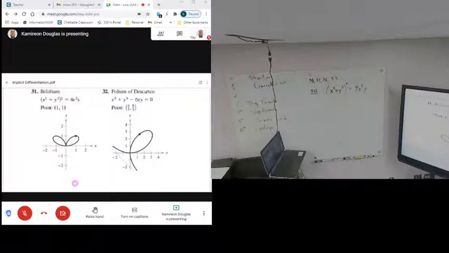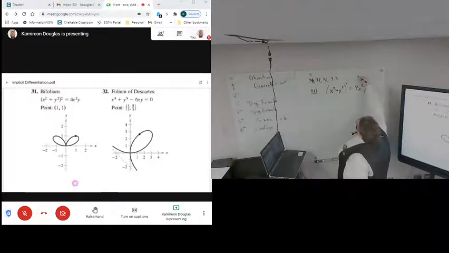So, all right, let's do this. We're asked to find the slope. Remember, my long-term goal is I actually want the slope itself at the point 1, 1.